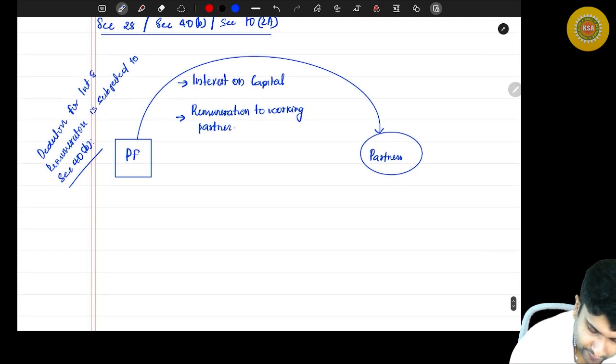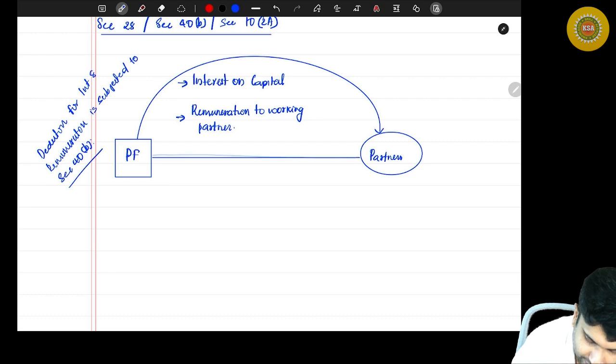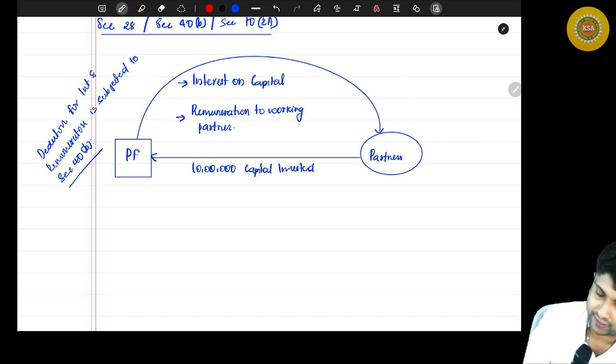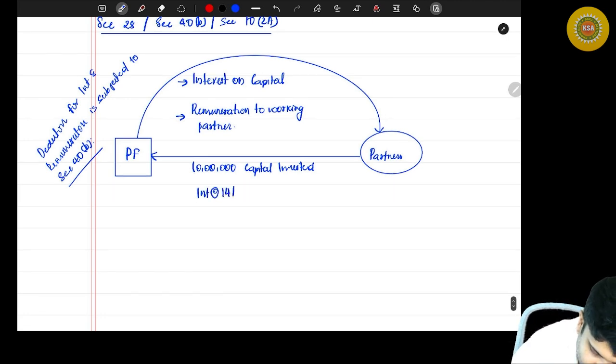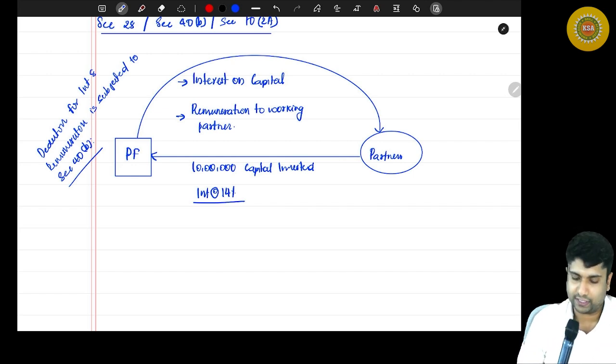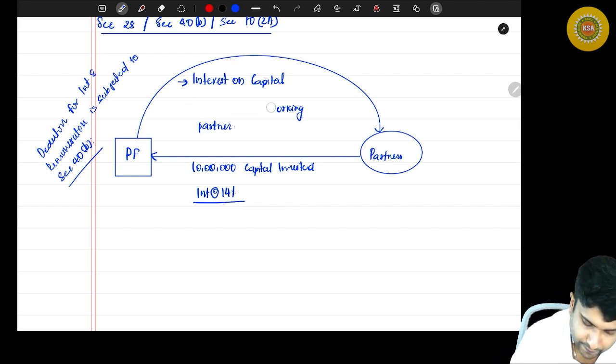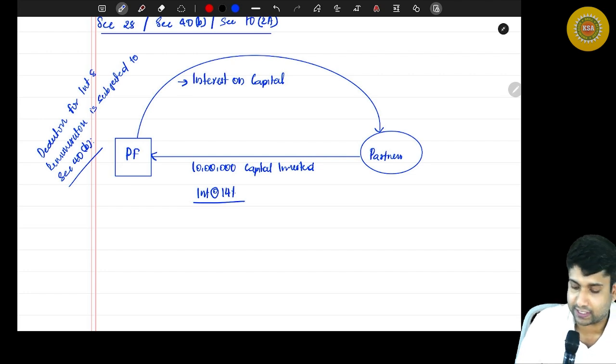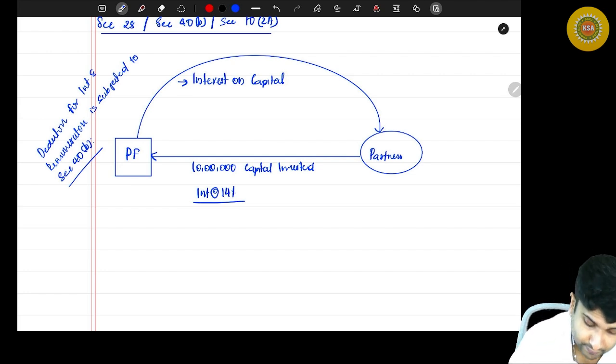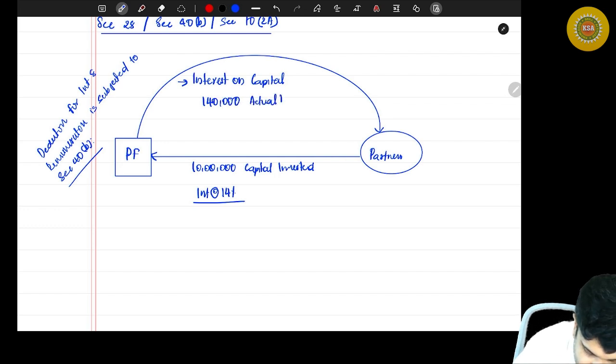Say the capital, forget about remuneration for the time being. Say the capital invested by the partner is 10 lakh. And the partnership firm used to give interest at 14%. Interest at what rate, friends? 14%. So can you tell me how much will be the interest on capital paid by the partnership firm to the partner? Actual interest will be 1,40,000. This is the actual interest.